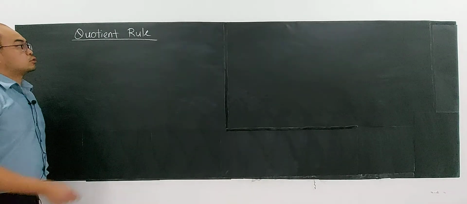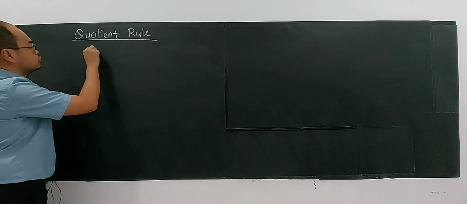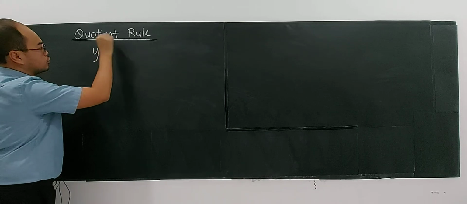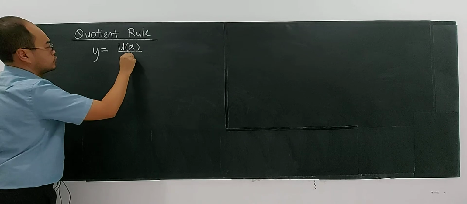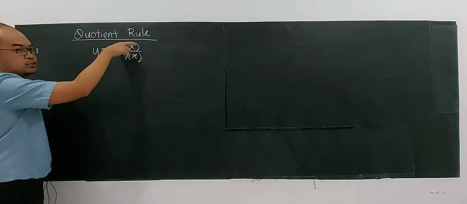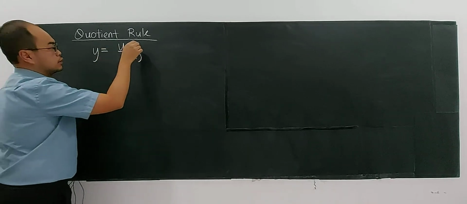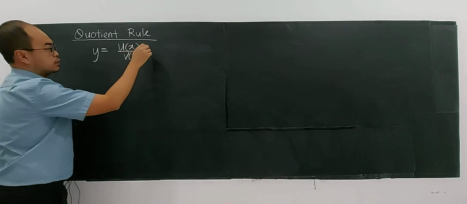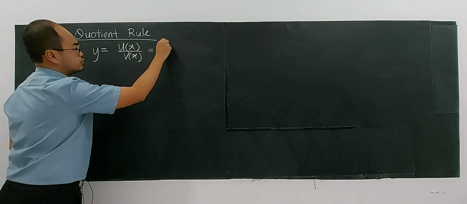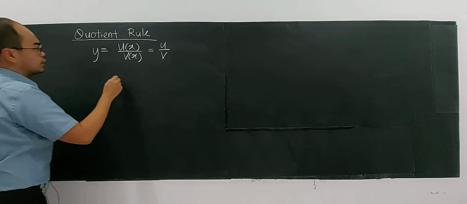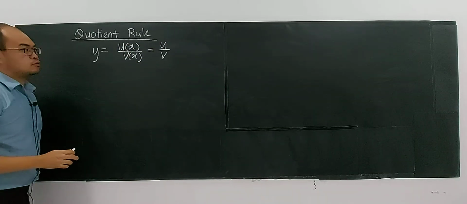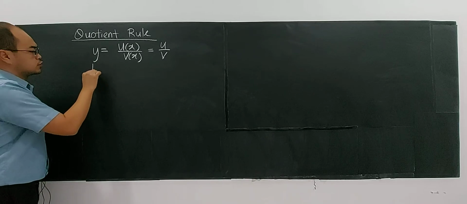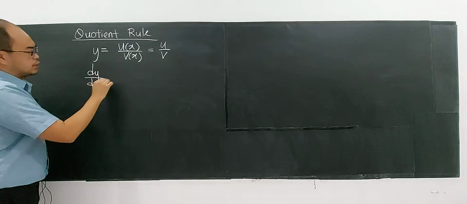Alright. So the quotient rule is written as a quotient, u(x) divided by v(x). It's a rational function here, so it can be any function. Or I can just write it as u over v, as you understood that u is actually u(x) and v is actually v(x) here. So the quotient rule will look this way.